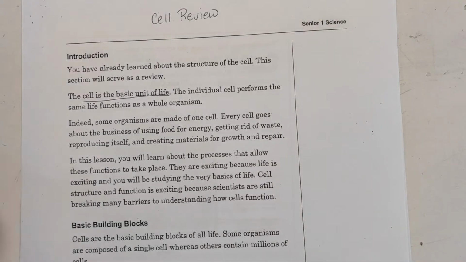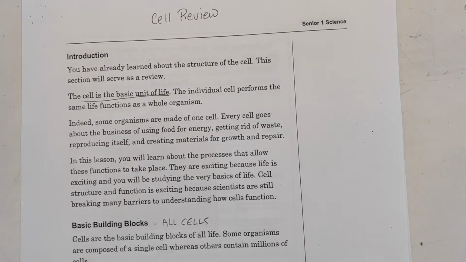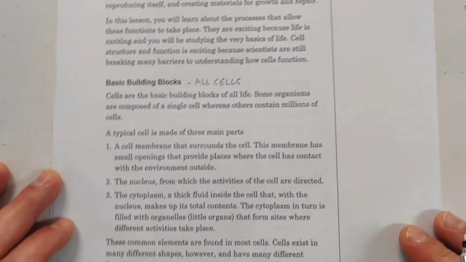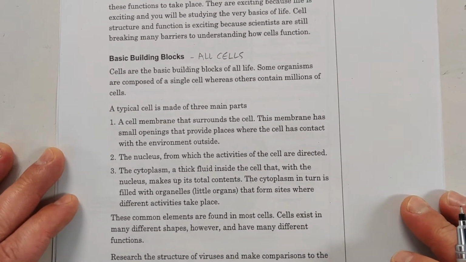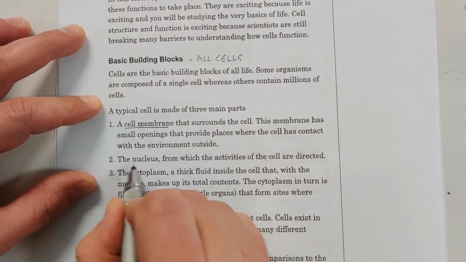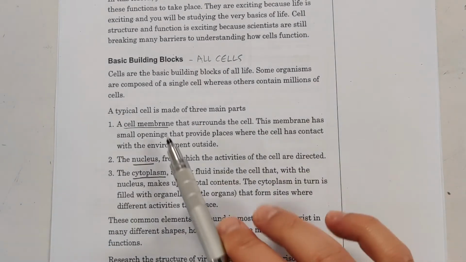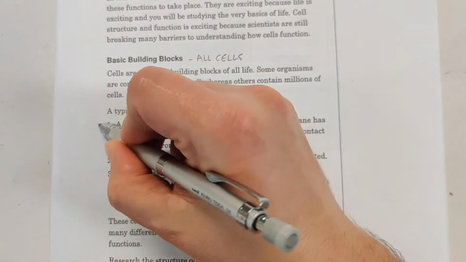The basic building blocks. This basically means that all cells have these. Some might have specialized jobs. Some might do different things. They might have parts missing or extra parts, but they're all going to have a cell membrane, a nucleus, and cytoplasm. And you should know what those mean, right? You should know those definitions. Those are important.